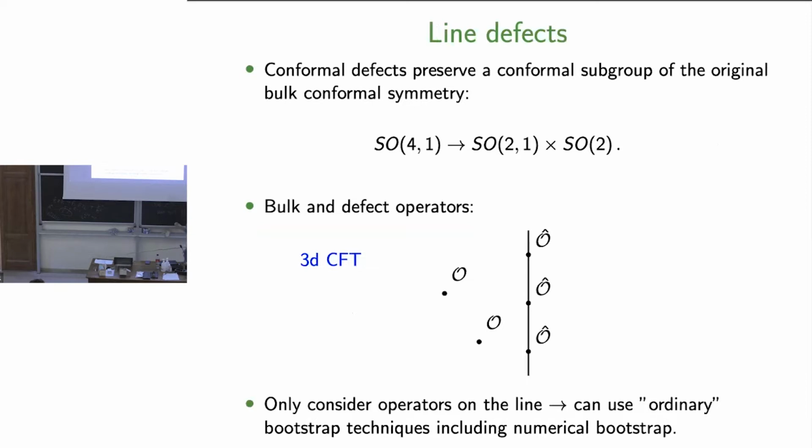We're going to consider line defects in 3D CFTs. And because you're adding this big object to your configuration, you're of course breaking some of the symmetry. So if the original group that you have, this 3-dimensional conformal group, was SO(4,1), you will break some of it when you put your defect. And just from the picture, it's very easy to see what is going to be the remnant symmetry. So in directions parallel to the defect, nothing happens. So you expect that to be a symmetry of your configuration.